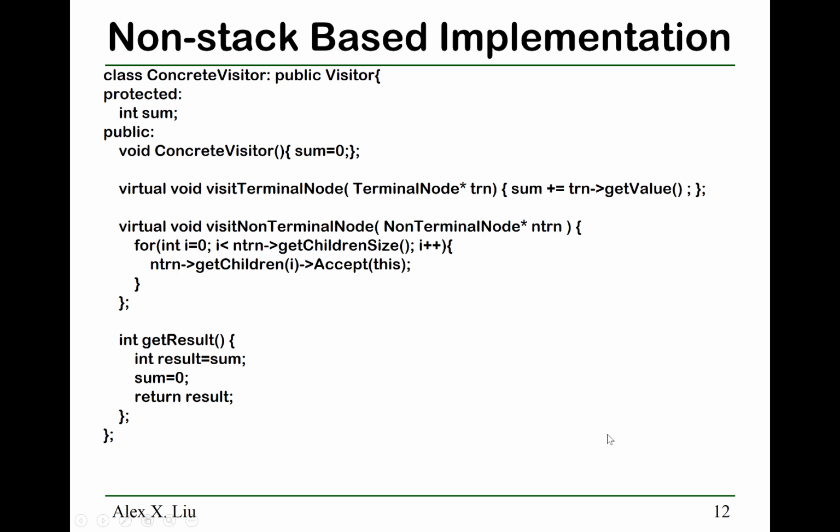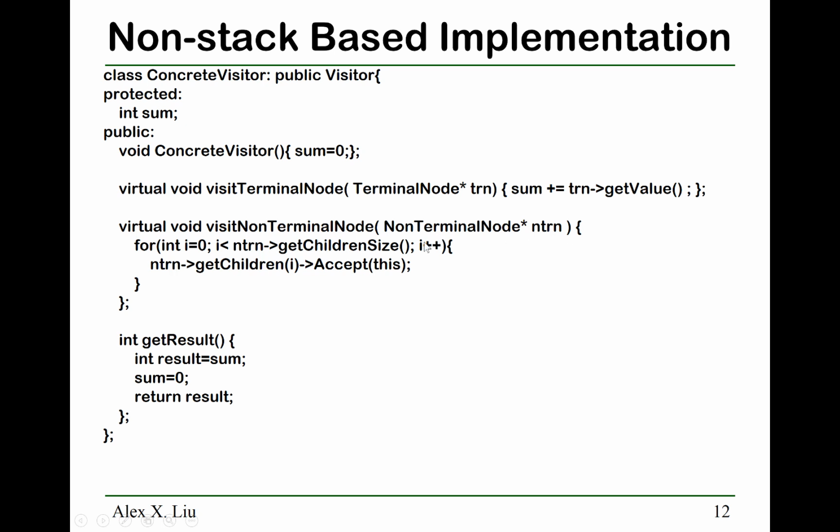This is the non-stack implementation of the concrete visitor. Here we don't have a stack, we just have a sum. In the constructor, we initialize sum to 0. And of course, we have two functions, visit terminal node and visit non-terminal node, and we have another function, get result. To visit terminal nodes, we get the value from this terminal node pointer and add it to the sum.